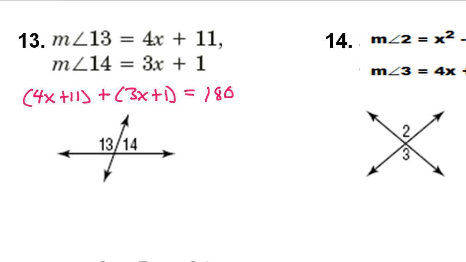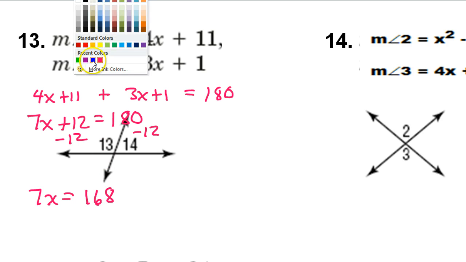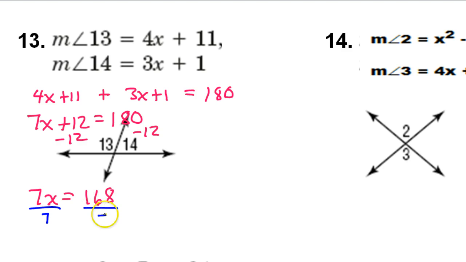These parentheses are not really doing anything but grouping, so for now I'm going to erase those. I'm going to combine my like terms. 4x plus 3x makes 7x. 11 plus 1 makes 12. And so that equals 180. Let's subtract 12 from both sides. So that's going to leave me with 7x is equal to 168. And then we will divide both sides by 7. So x is equal to 24.